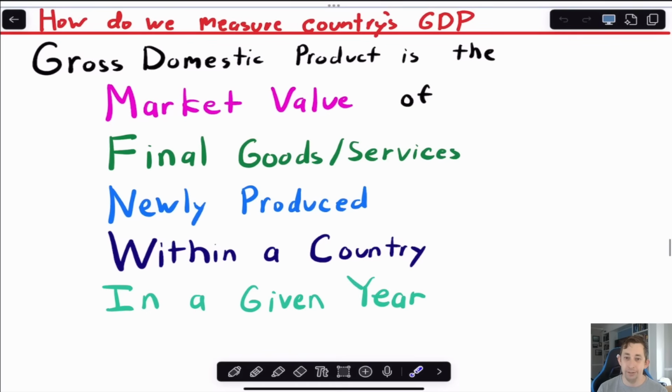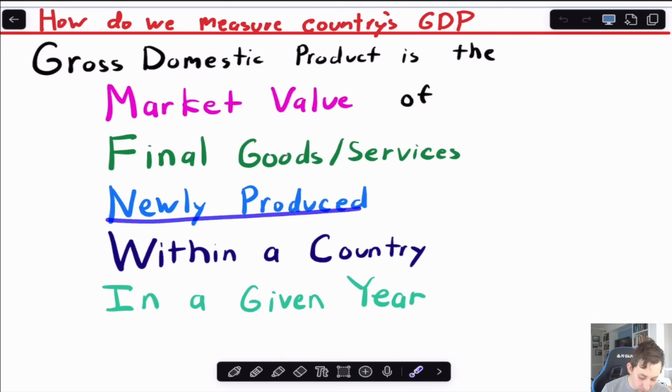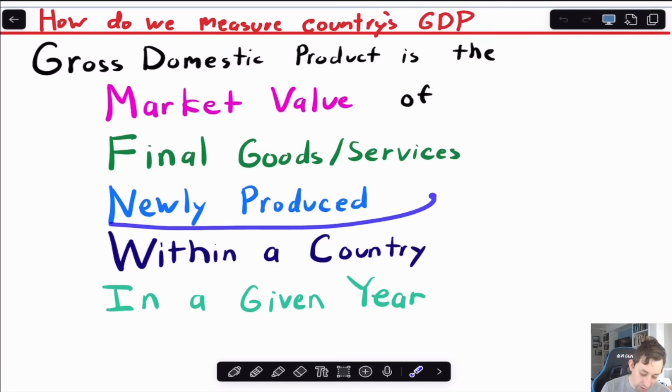Now, one important definition that you're definitely going to need to know for this unit is how exactly we measure GDP. So GDP, which is gross domestic product, has a 5-part definition. The way I think about it is, it's the market value, so how much we sold it for in the market, of final goods and services, newly produced, within a country in a given year. So you need to know this 5-part definition for GDP because things like used cars are not going to be included in GDP of this year.